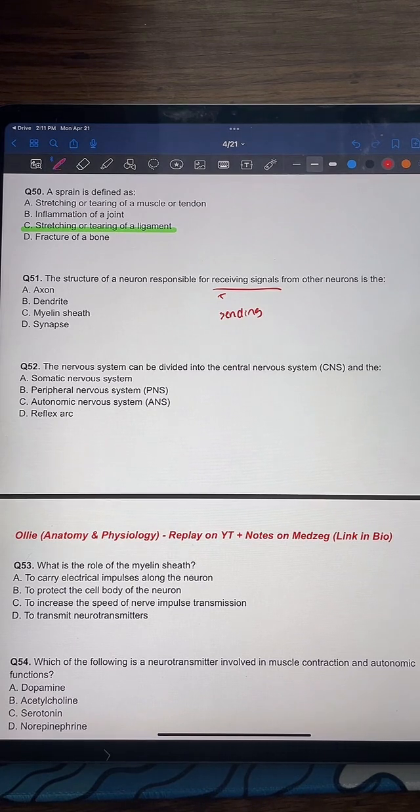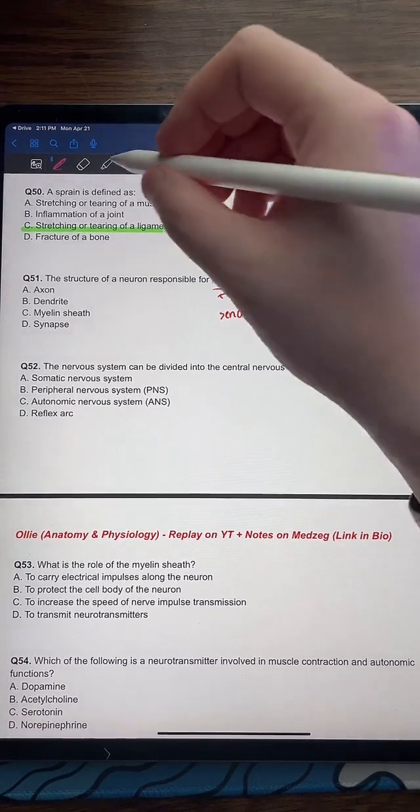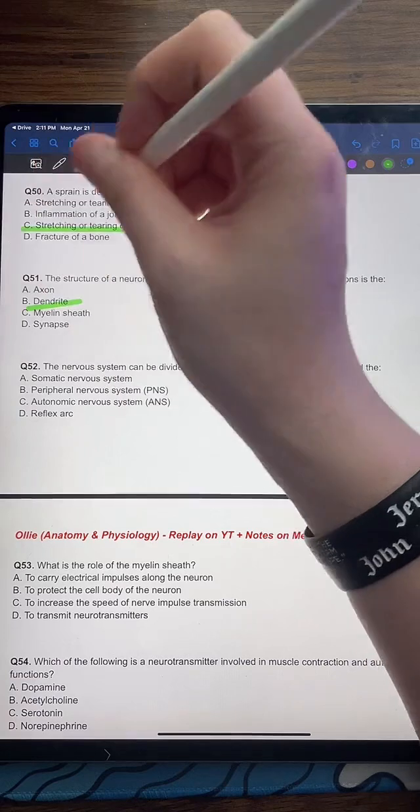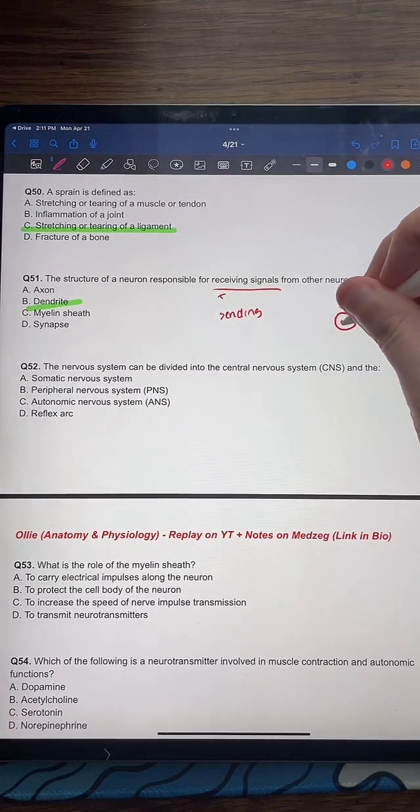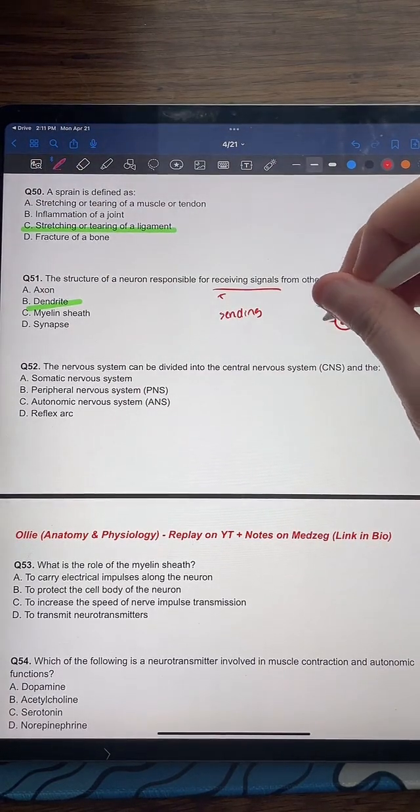What structure is responsible for receiving signals? Think of the structure, the actual structure, not necessarily where. All right, the answer is B, dendrite. If we think of the structure here, we have our soma.